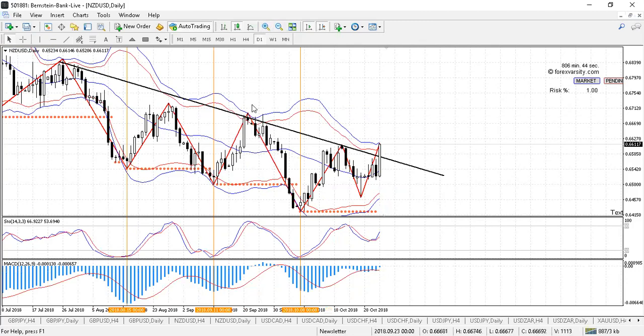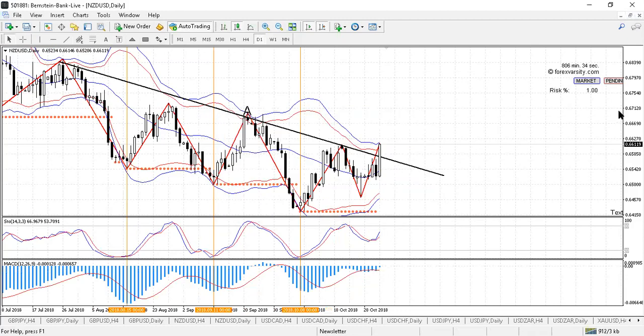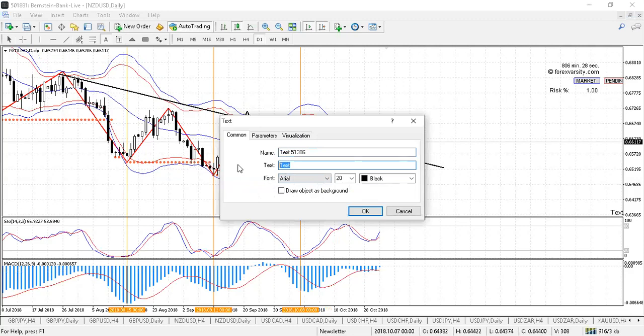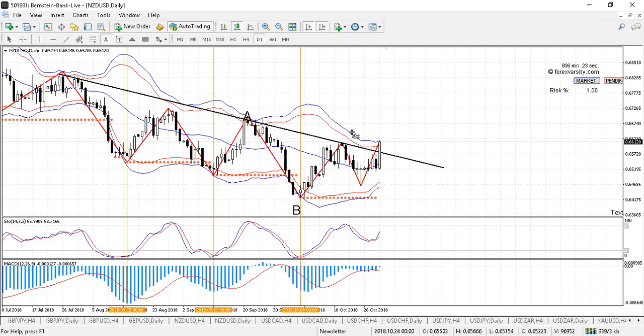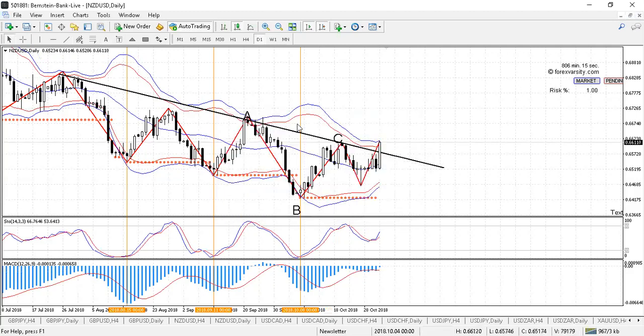Next thing to look out for is if we were to have labeled this, this would have been our A. This would have been our B. Sorry, B. And then this would have been our C. Okay, so what's happening here is that you would expect to have a lower low and not a higher low.